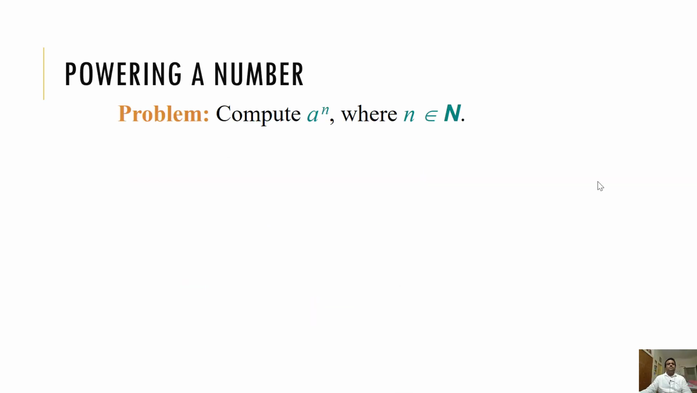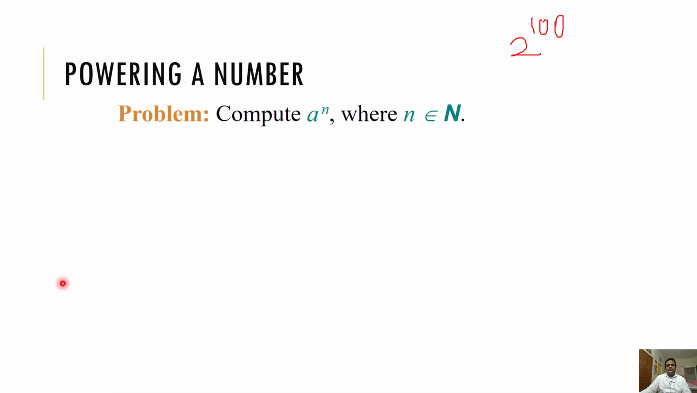Okay, so the next problem we will be talking about is powering a number. We have a number a, and the problem is to find a to the power n. So a and n are both the input of this problem. For example, if we need to find 2 to the power 100, 2 and 100 are both the input. Now the question is how to do that.